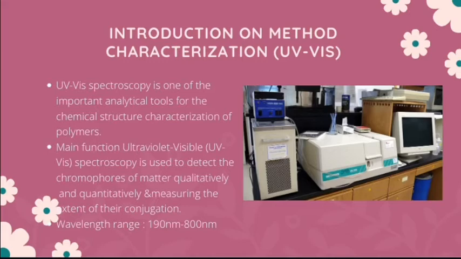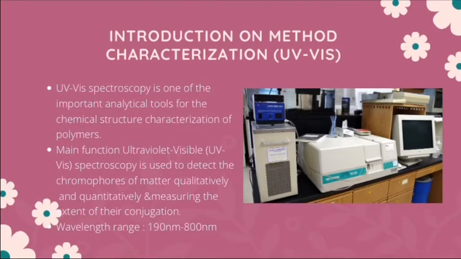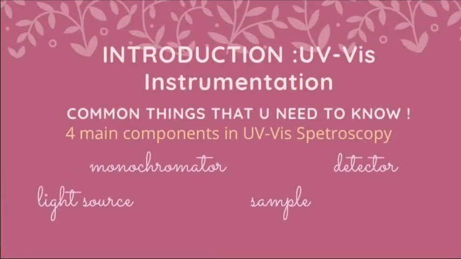The wavelength range for UV spectroscopy is 190 nanometers to 800 nanometers. Common things that you need to know in UV-VIS instrumentation is that there are 4 main components in UV-VIS spectroscopy: light source, monochromator, sample, and detector.